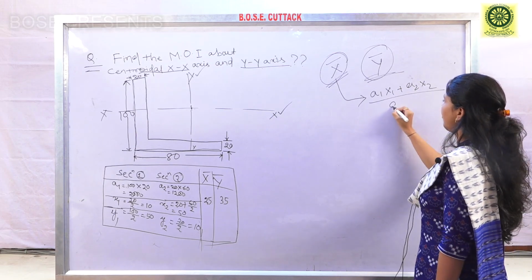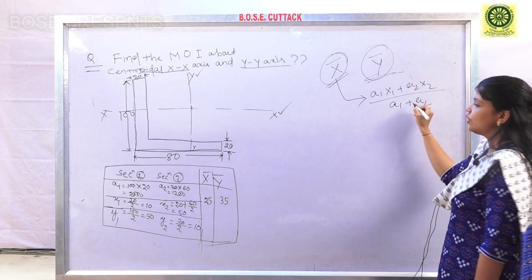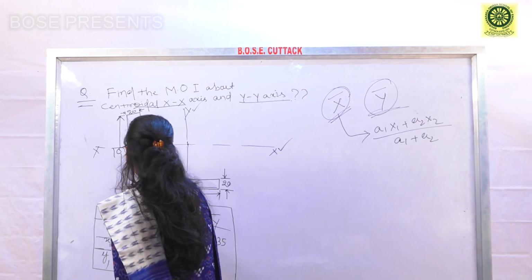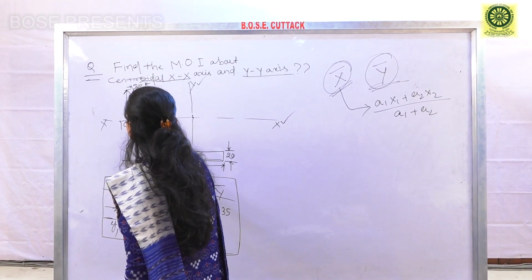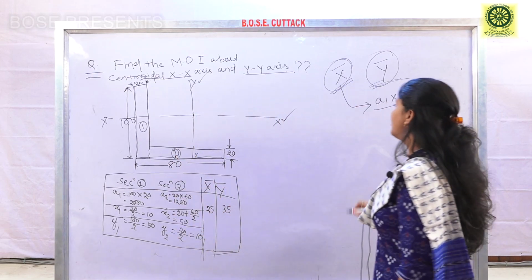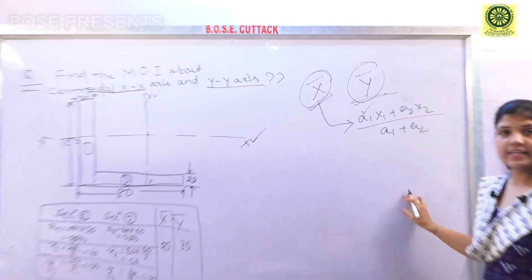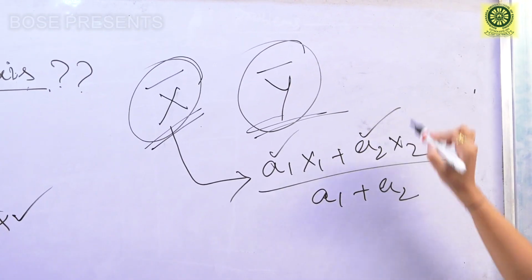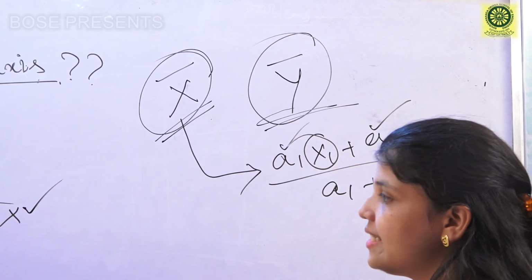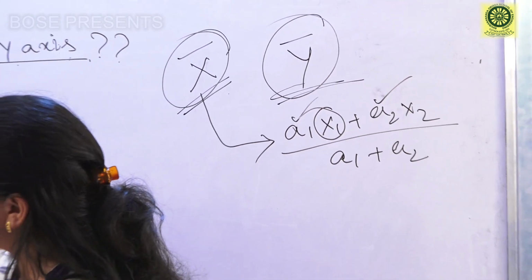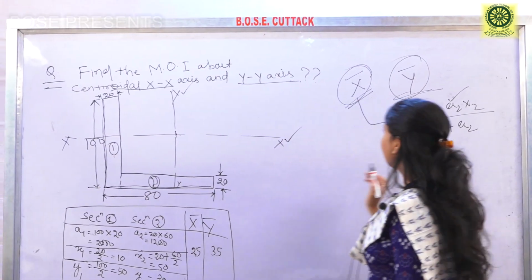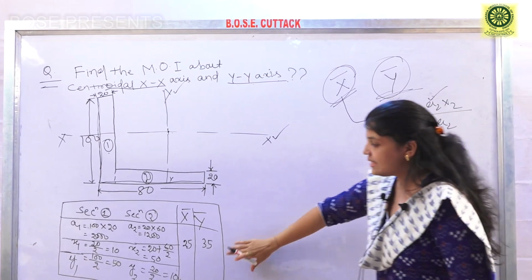You know that the formula for x bar is a1 x1 plus a2 x2 divided by a1 plus a2 if there are two sections. So I am dividing this entire figure into two sections. Suppose this is our section 1 and this is our section 2. This a1 is the area of section 1, and a2 is the area of section 2. This x1 is the distance of the midpoint of section 1 from this reference line along the x-axis. So you can see this table.